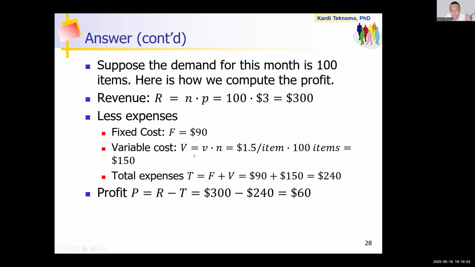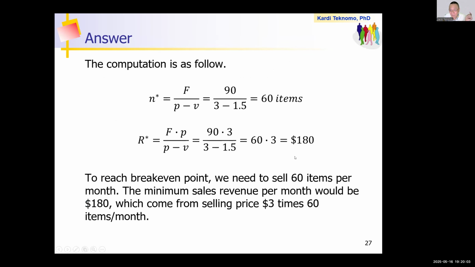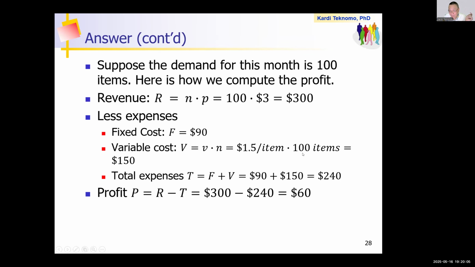But the variable cost changes, remember? Because now the variable cost is 1.5 multiplied by the n. N is now not 60 anymore, now it becomes 100. So you need to change this volume. Then you calculate the total cost, and then from there you just take the revenue minus the total cost, you get profit.